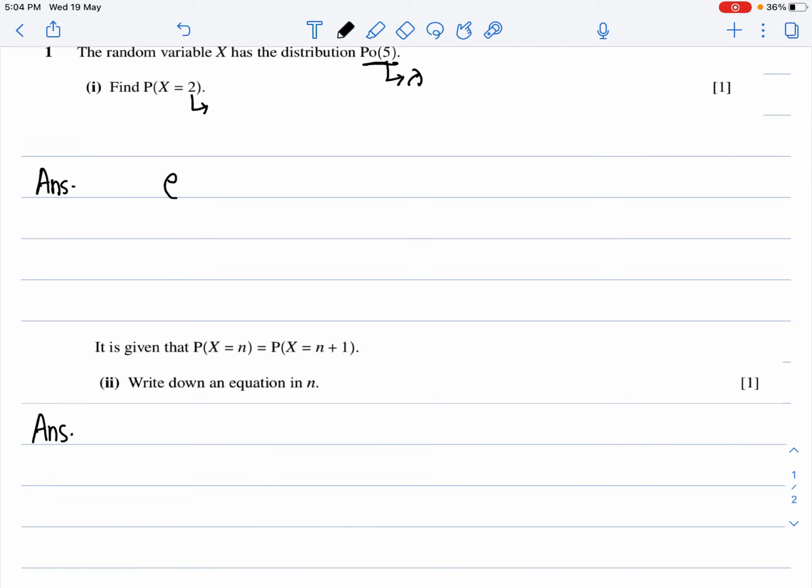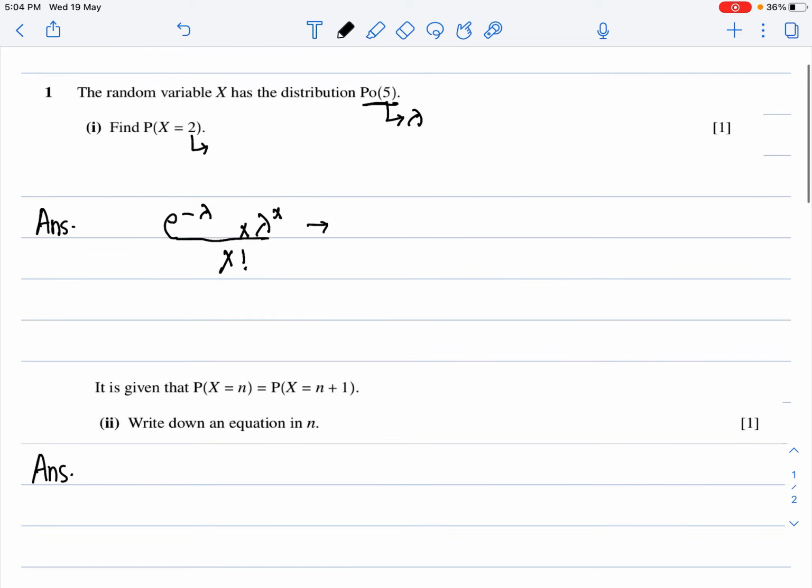So you need to know one formula, that is e raised to minus lambda into lambda raised to x over x factorial, correct? So now I can simply substitute the values. I know my lambda is 5, okay? I know my x is 2, correct? So this is what I can write. When I solve this on the calculator, I get my answer as 0.0842, which is the final answer for part 1.